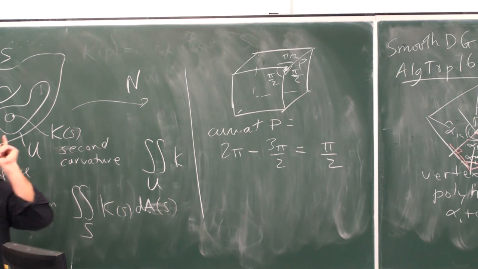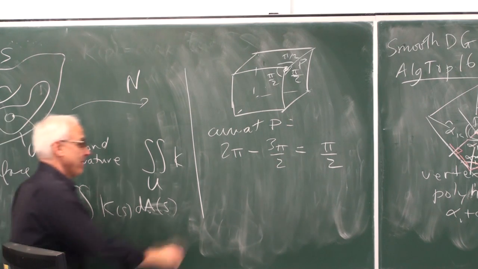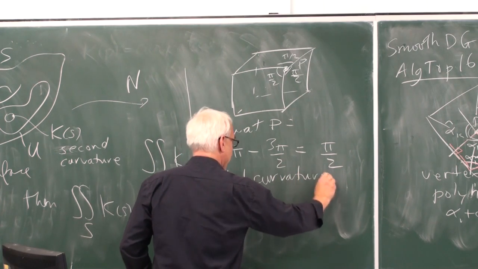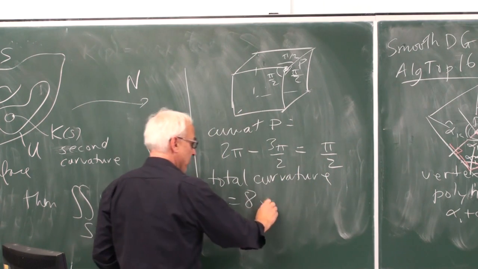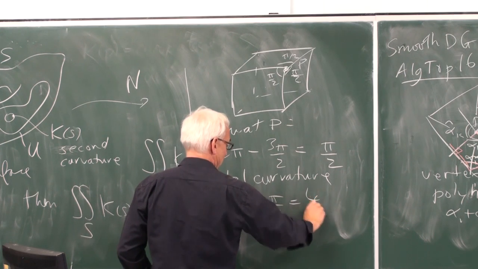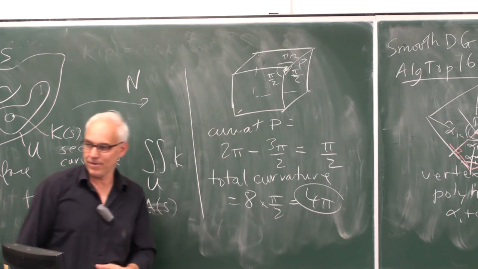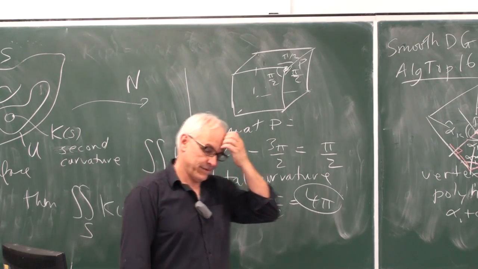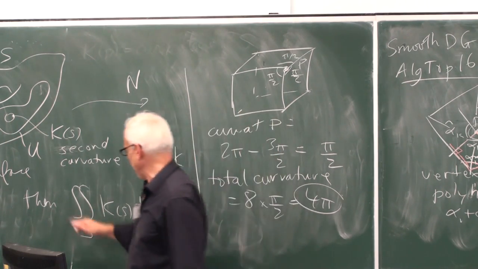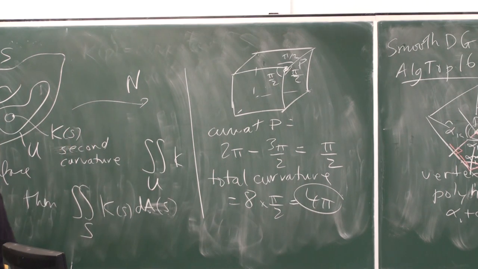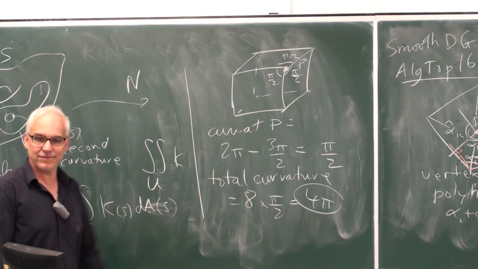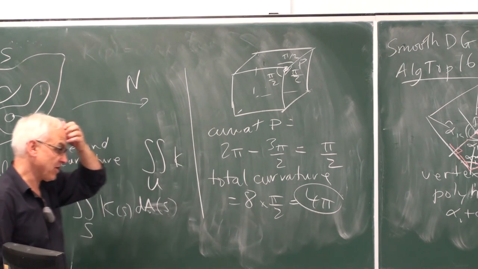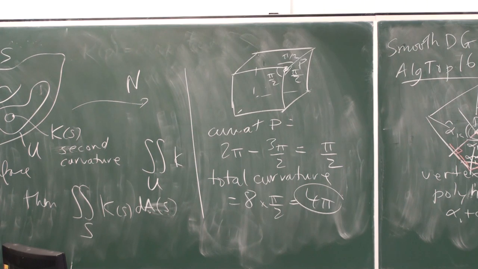And the total curvature of the polyhedron is, well, there's 8 of these. So it's 8 times pi over 2, which is 4 pi. And that's just a discrete manifestation of the same formula that we wrote down over here somewhere. I think I just rubbed it off. And you can try it out for the other Platonic solids, or in fact any polyhedron whatsoever.